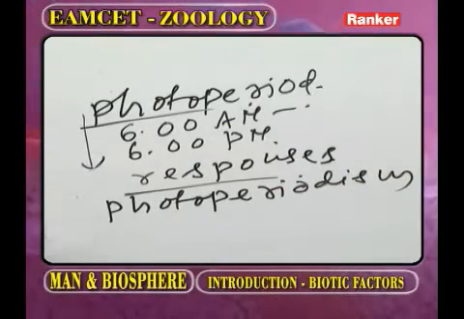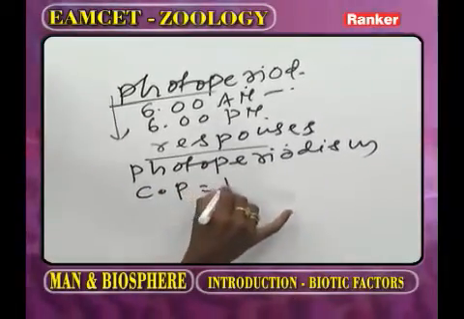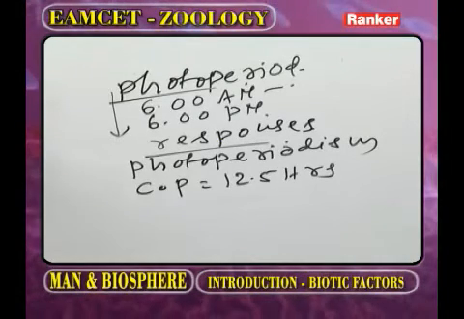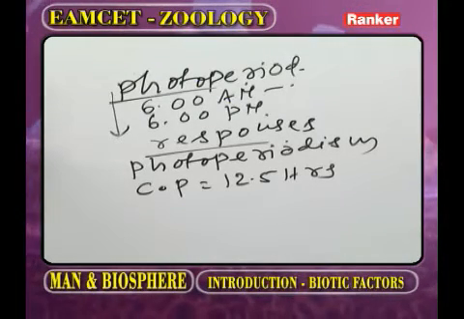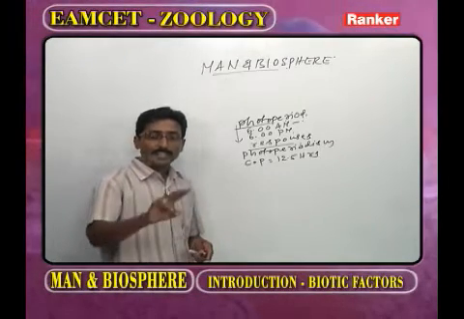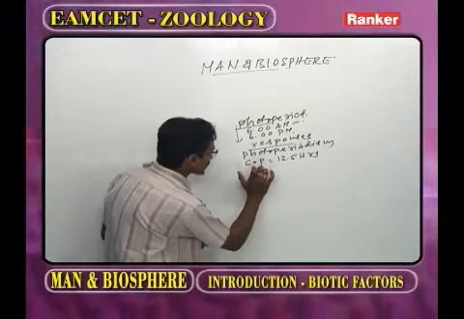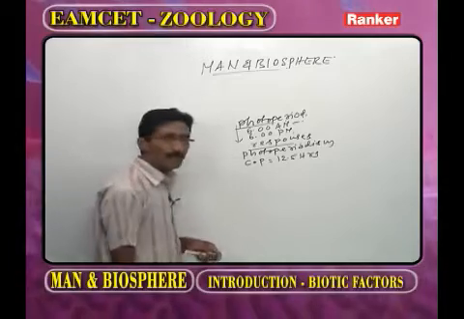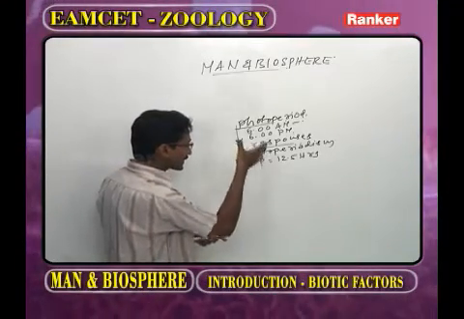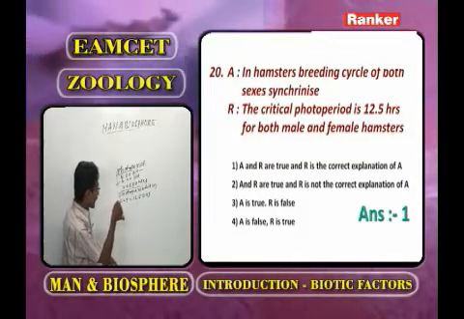And now, what is the critical? C means critical. What is the critical photoperiod? 12.5 hours. We have a good idea from the primary classes: as we observe at the equator, 12 hours daytime and 12 hours night time. Day and night are equal at the equator. Now, based on this information, what is the critical photoperiod time? That is 12.5 hours.